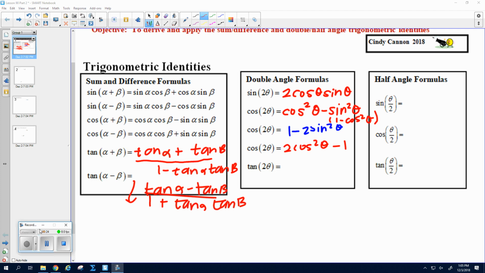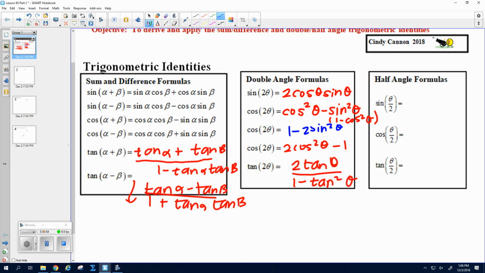Okay, and then the tangent formula you could work out, you could plug in theta plus theta, add these together, that's 2 tangent theta. And in the bottom, if you have a theta and a theta right here, the same thing, you have 1 minus tangent squared theta. So I might not memorize this one, I might just plug it into this one, okay? All right, then we have the half angles, which we're going to derive momentarily, but until then, I just want you to fill this in.